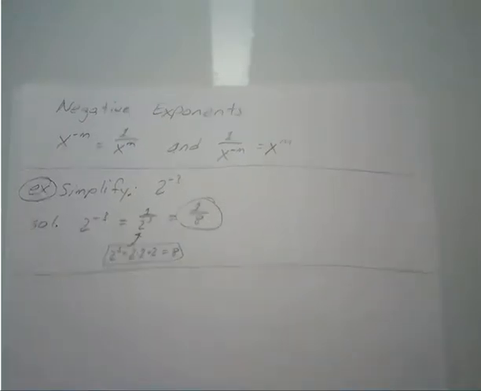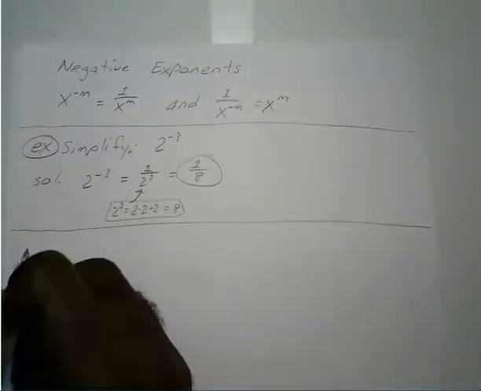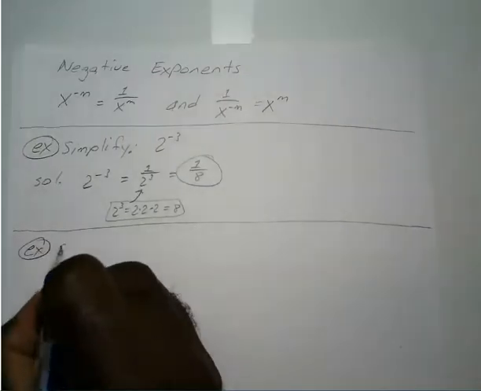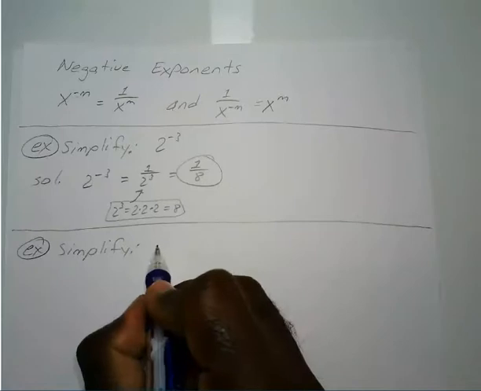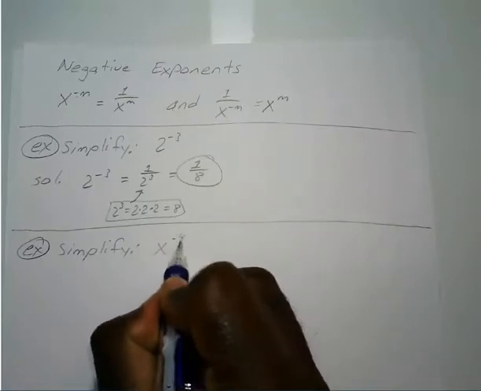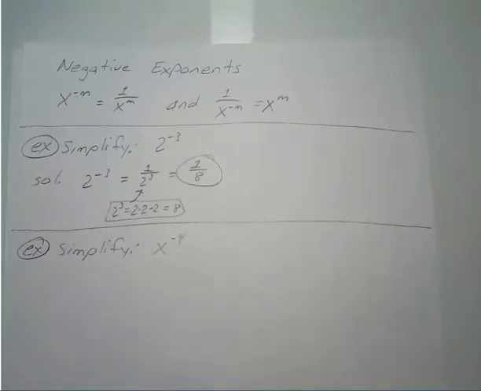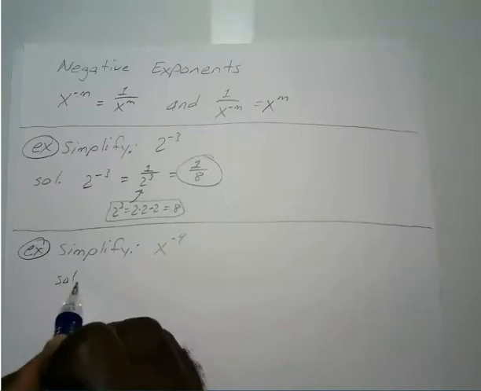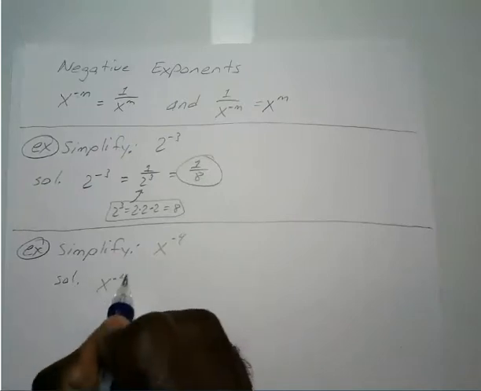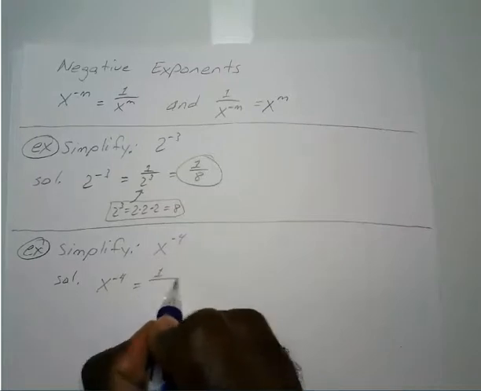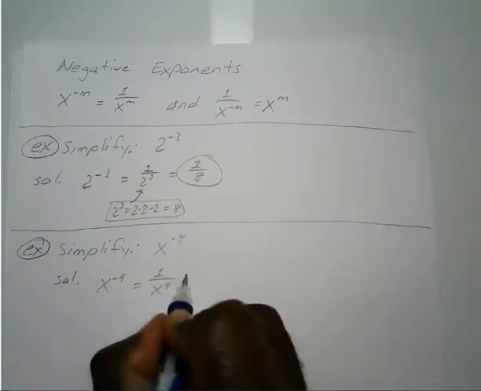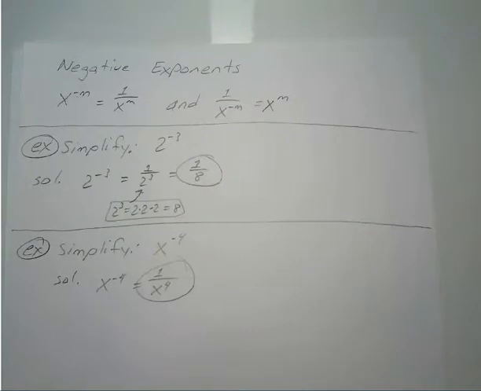Alright, so what about if we wanted to simplify x to the negative fourth power? Remember, you have a negative exponent. You just put it in the denominator and make it positive. It's just 1 over x to the fourth.